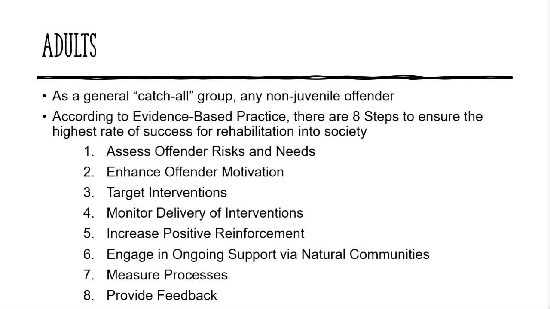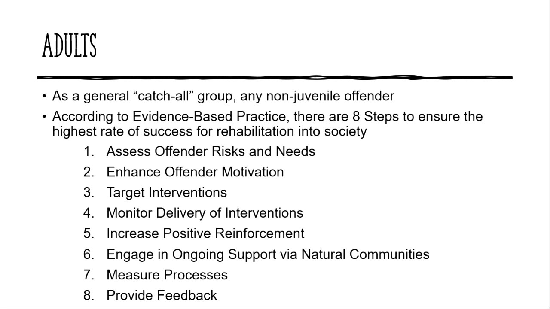But according to evidence-based practice, so science and data proven things, there are 8 steps to ensure the highest rate of success for rehabilitation into society. So again, reminder, the juvenile justice system is very focused on rehabilitation. Right now, here in the United States, we are more on that rehabilitation end of the swinging pendulum of our theories of punishment. Yes, there's a push towards being a little harder, but we're still in that rehabilitation.